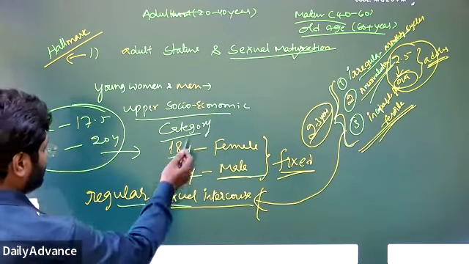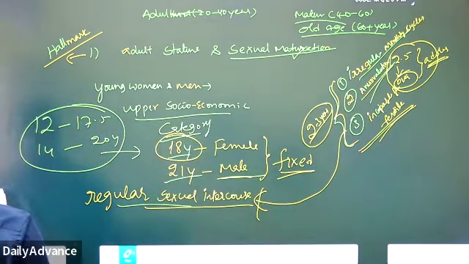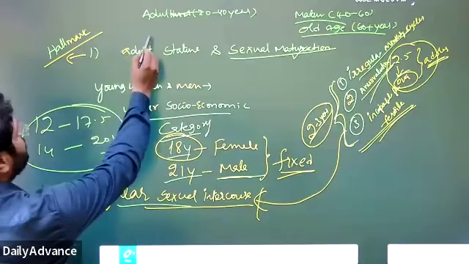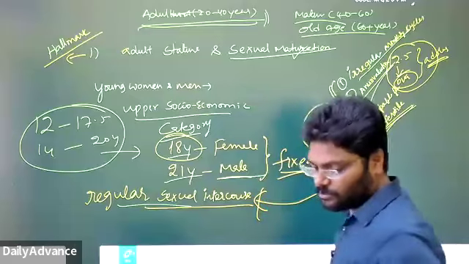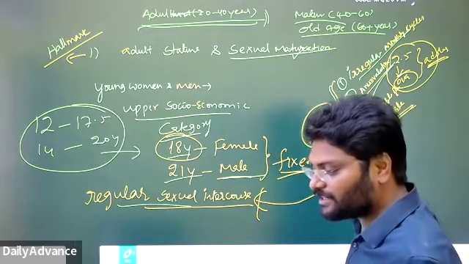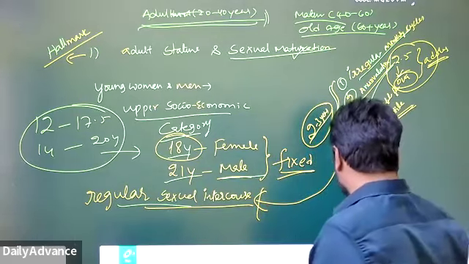So reproductive maturity is 18 years and 19 years for the girl. So these are all the adulthood years. Okay, adulthood years. They are capable of adulthood, which means everything got perfected. Now they are entering into the marriage. So next, senescence.